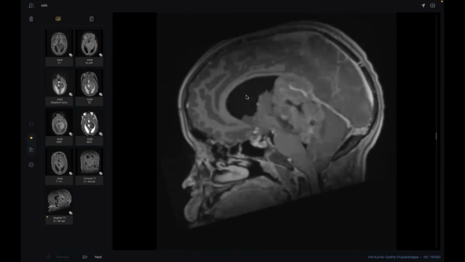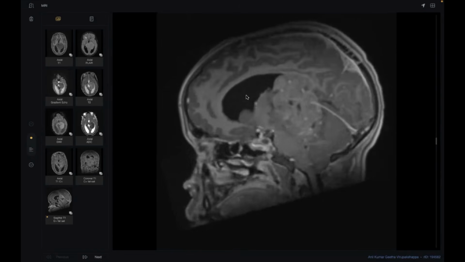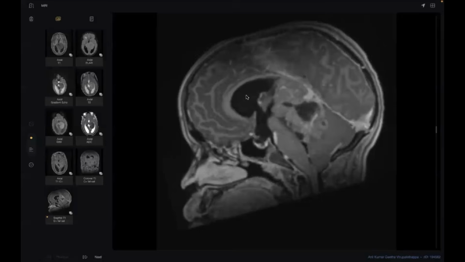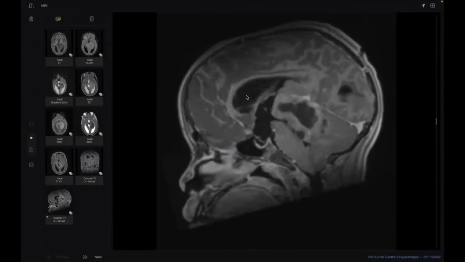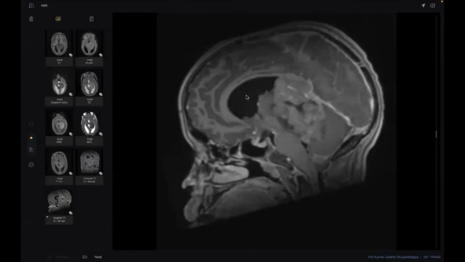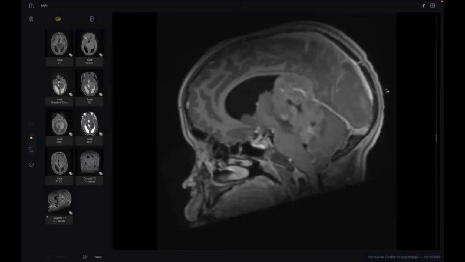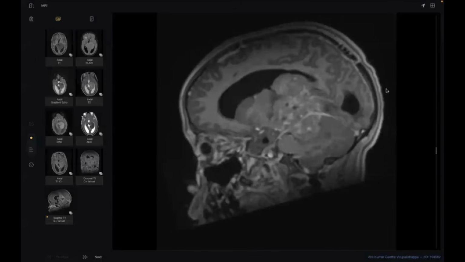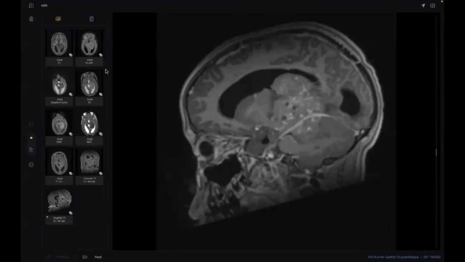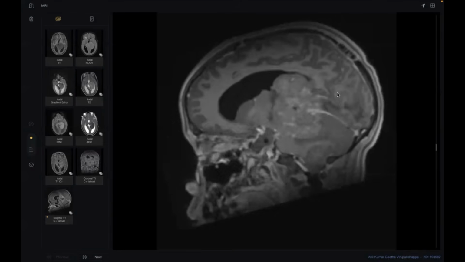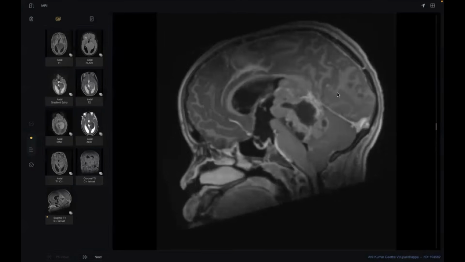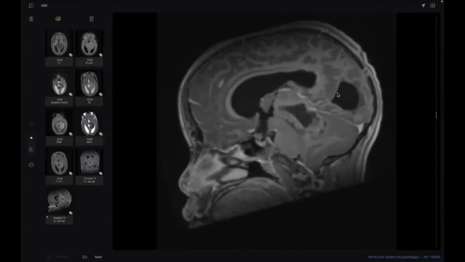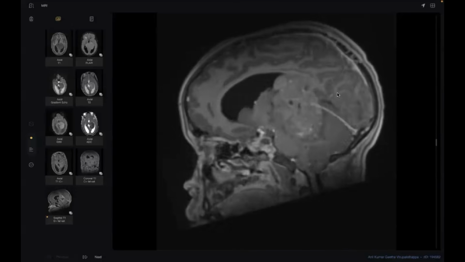Tectal plate gliomas, what else usually? Do you think gliomas will have a blooming artifact? They don't usually. They can be, I mean, they're slow growing and they cause bulges and all that. But this blooming artifact is due to a hemorrhagic component within this lesion.